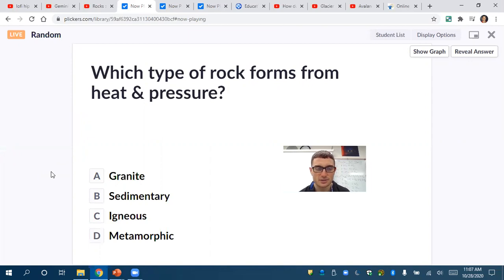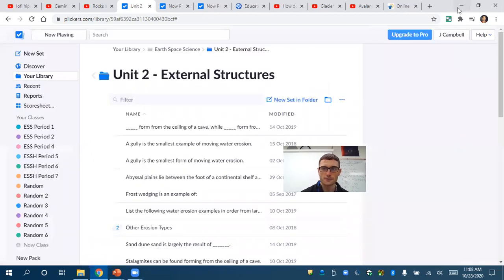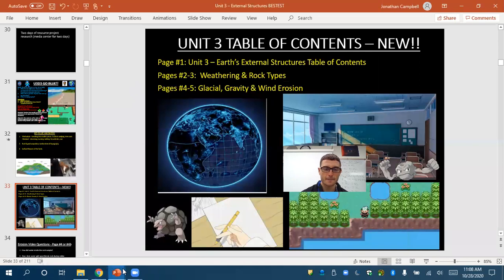Take a pause of the video and take a guess. And the answer, guys, is D, metamorphic. We've got to know the rock types, and we've got to know how they are created. Let's continue then to our first video question of the day.